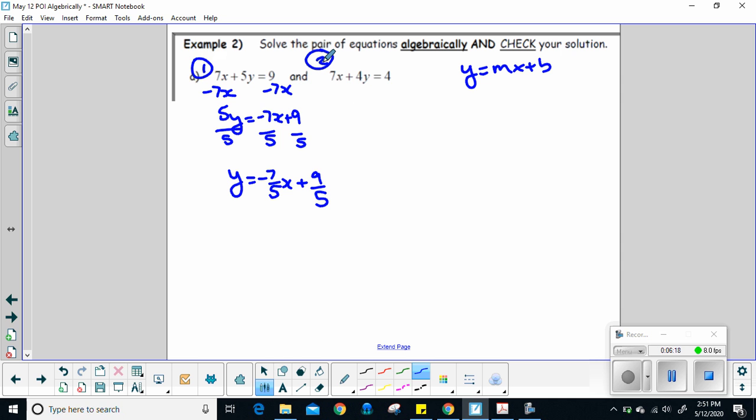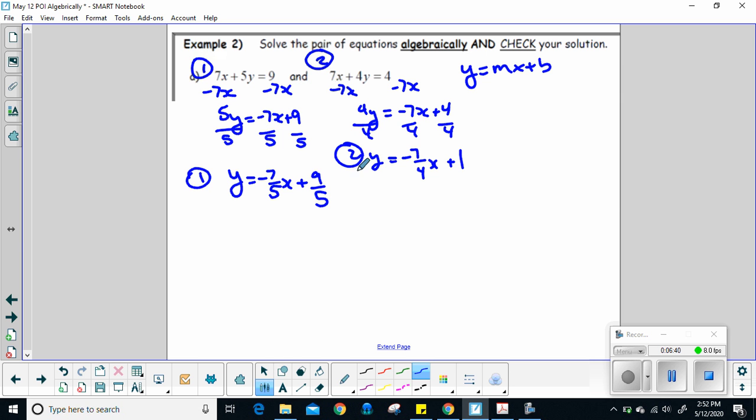Okay, let's look at line 2. So again, we have to move it to the other side. So minus 7x on both sides. So you get 4y equals negative 7x plus 4. Divide each term by 4, and you've got y equals negative 7 over 4 x plus 1. So there's my line 1. There's my line 2. I haven't done anything other than rearrange them.